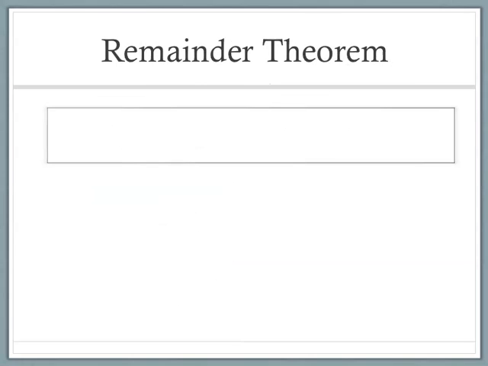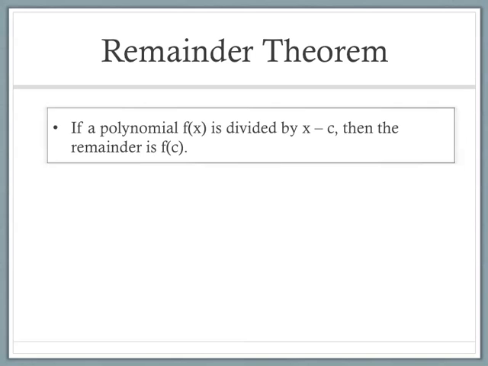Okay, so the remainder theorem is useful if you don't want to have to do a lot of division, but this only works when you're working with something that you could have used synthetic division on. So if a polynomial f of x is divided by x minus c, so it's a degree 1, then the remainder is f of c.